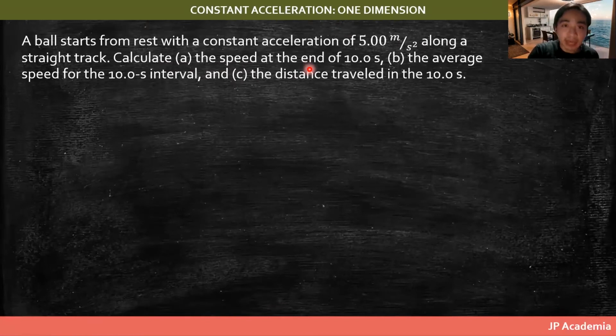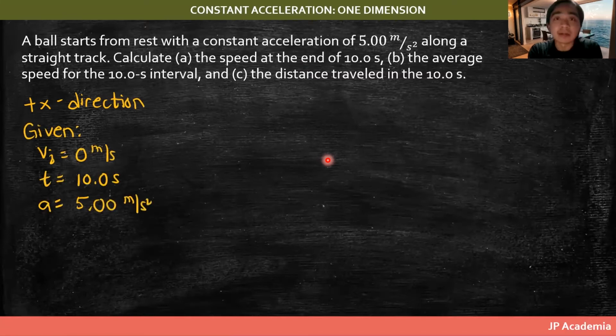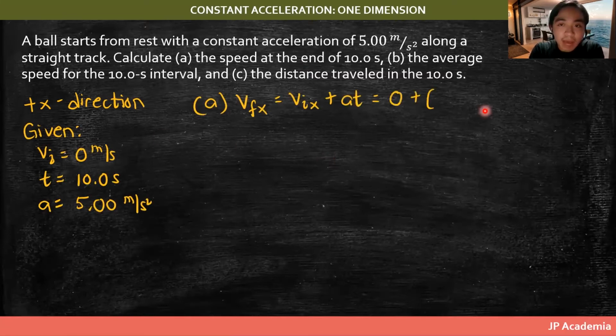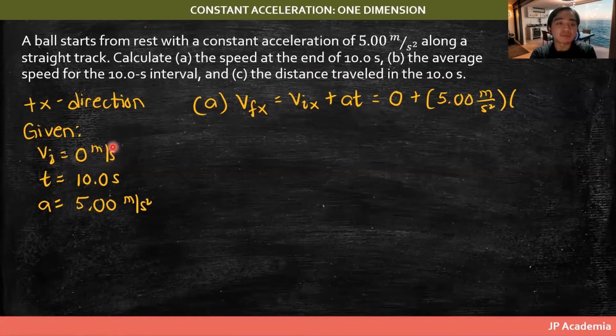So that's letter A. Gusto natin malaman yung final speed niya given this time, given this a, which is your acceleration. Letter B, the average speed for the 10 seconds interval. Then letter C, the distance traveled in the 10 seconds na binigay. So first, i-assume natin na along the positive x direction to. And we have the following given bago tayo pumunta sa letter A. So 0 sa initial speed mo. So 0 meters per second. Then for the time, we have 10 seconds. For the acceleration, we have 5 meters per second squared nga.